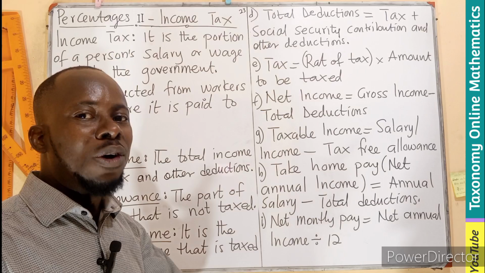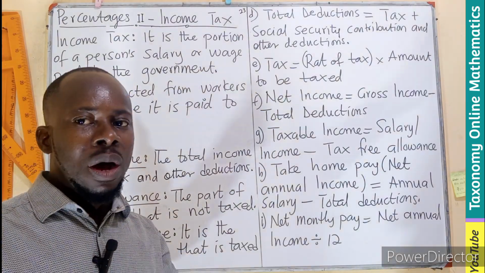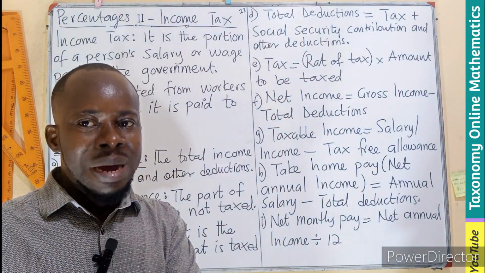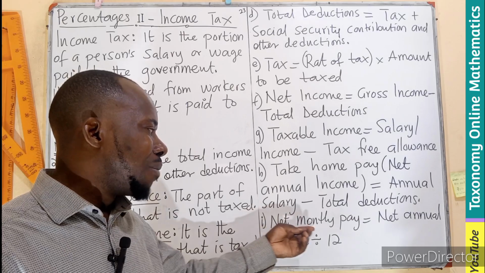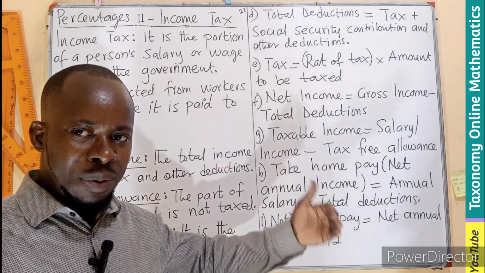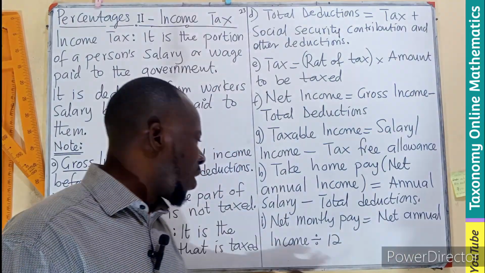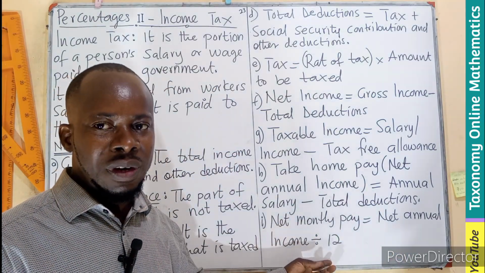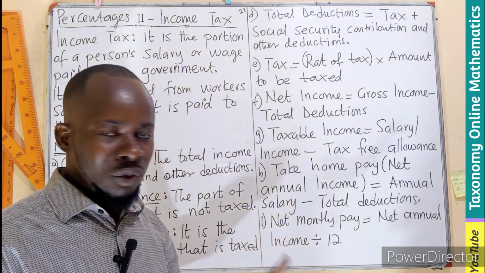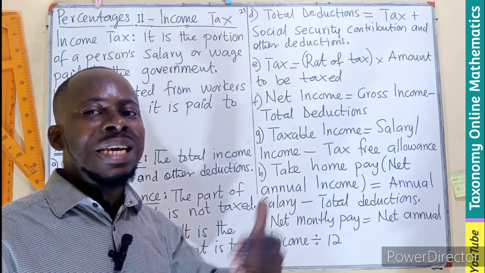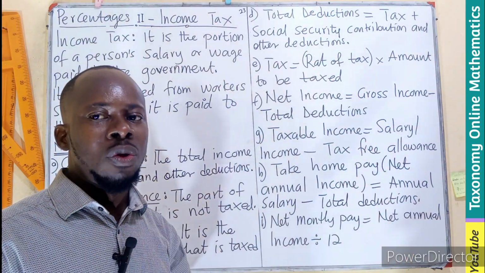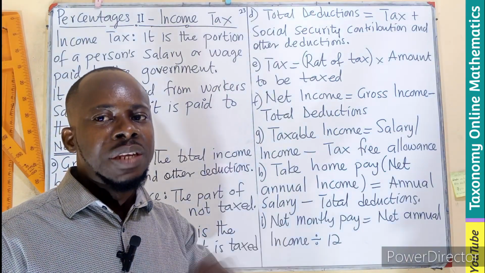Then after doing that, how do you find the individual month money, which is called what? The net monthly pay. Your monthly pay, after you know the annual, is just the net annual income divided by 12. Remember, there are 12 months in a year. So your total yearly income divided by 12 gives you the net on each month.